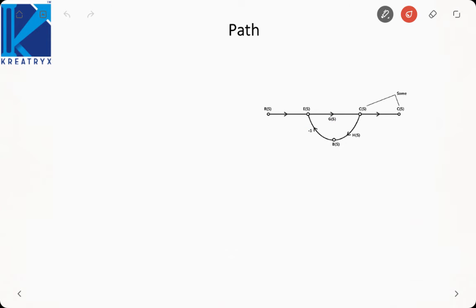Next term we call path. So listen to the definition carefully. It is traversal of the connected branches in the direction of the branch arrow. But no branch or no node should be traversed more than once. Like here, if I go from ES to CS, but I have to go in the direction of the arrow. So ES to CS is a path. But while taking a path, you must always remember that no node needs to be traversed more than once.